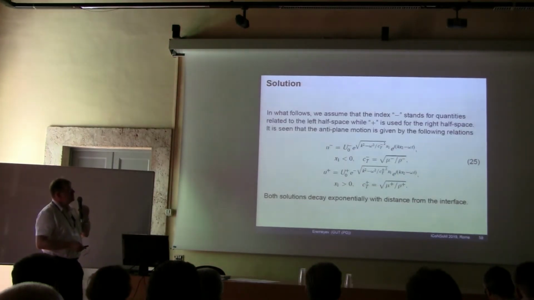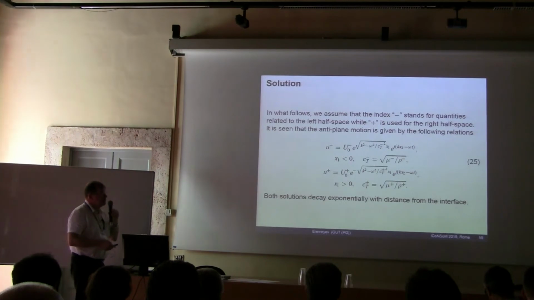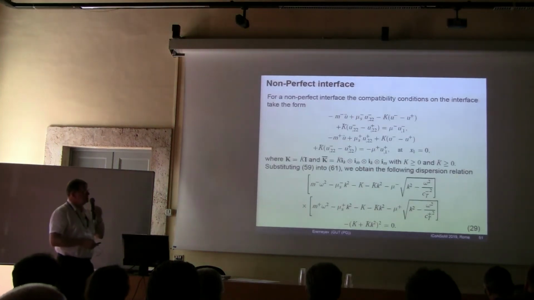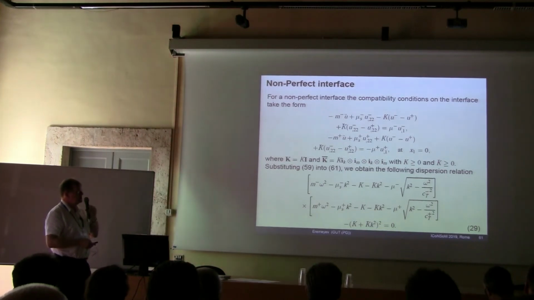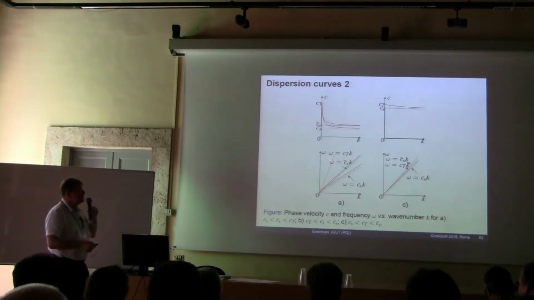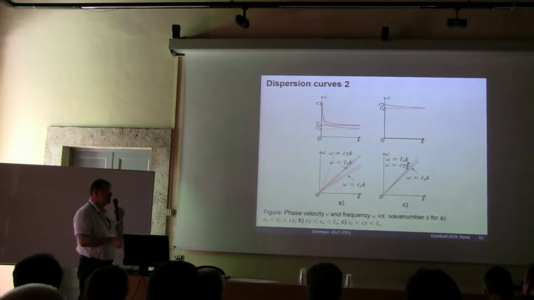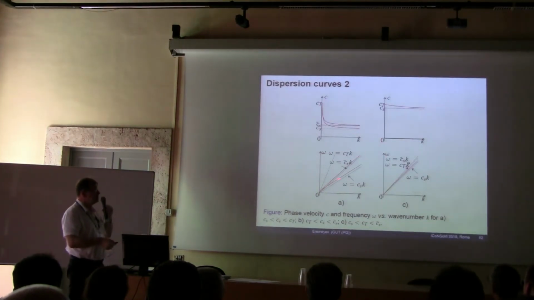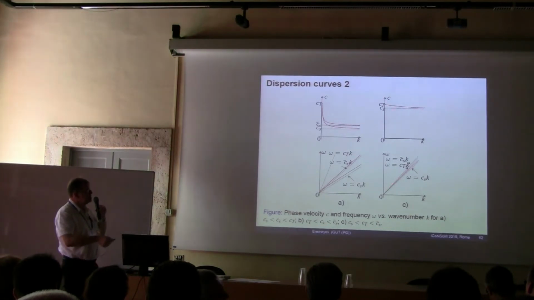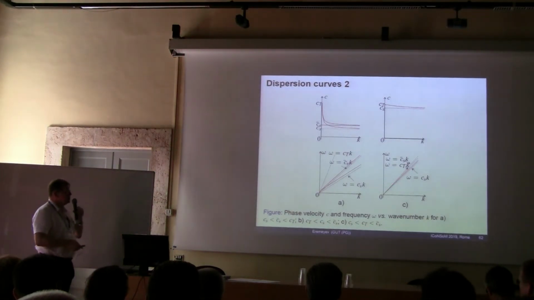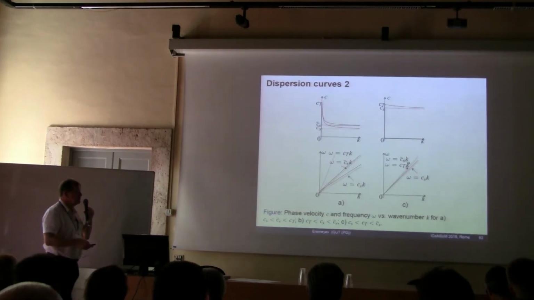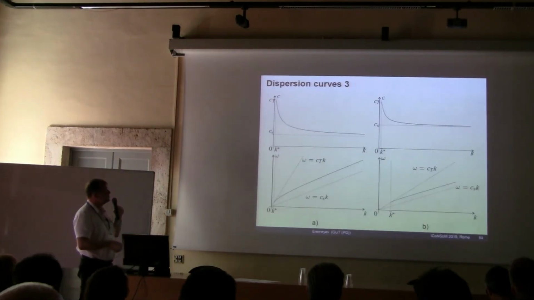In the same way we considered the perfect and imperfect interface, we consider interfacial waves. In this case, I skip details because I should speed up my lecture. We also obtain some kind of waves, but in this case we have richer behavior, and so you have more interesting structure of dispersion relations. For the perfect interface, it was like this. For the imperfect interface we have more.